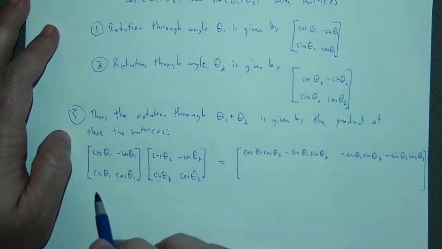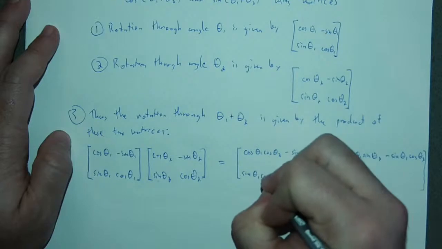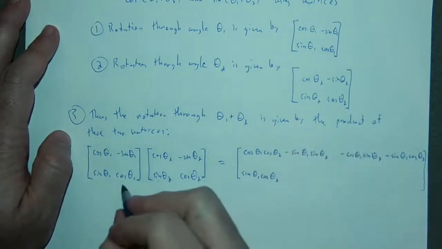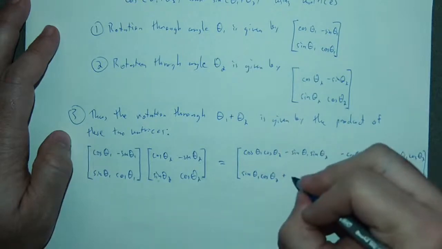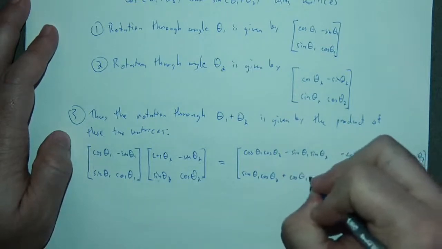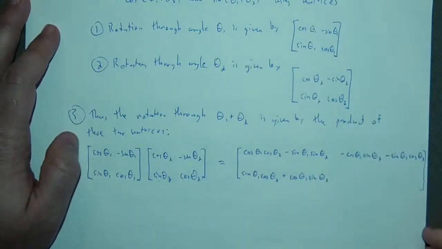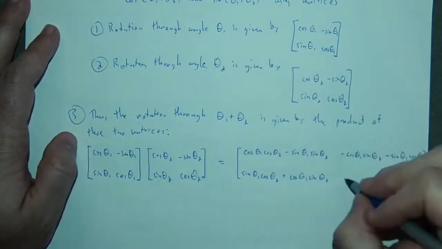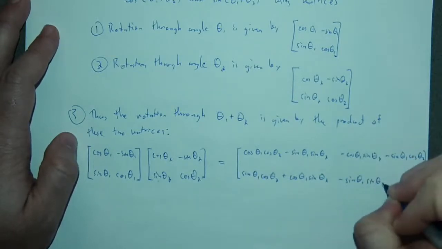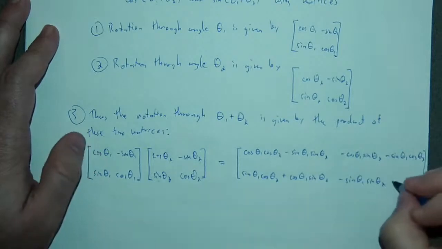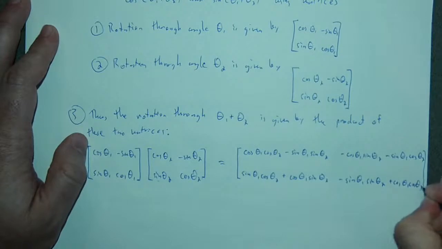The second row would be sine theta sub 1 cosine theta sub 2 plus cosine theta sub 1 sine theta sub 2. Okay, and then the last one would be minus sine theta sub 1 sine theta sub 2 and plus cosine theta sub 1 cosine theta sub 2. Okay.